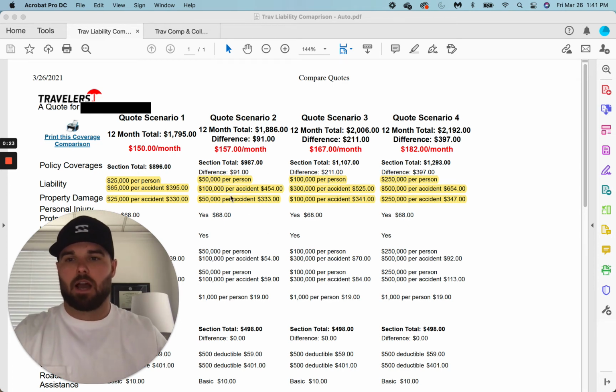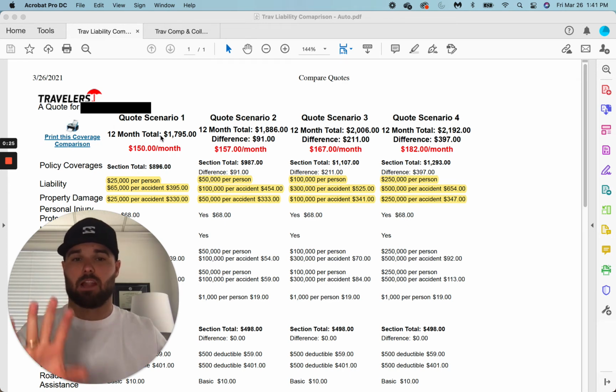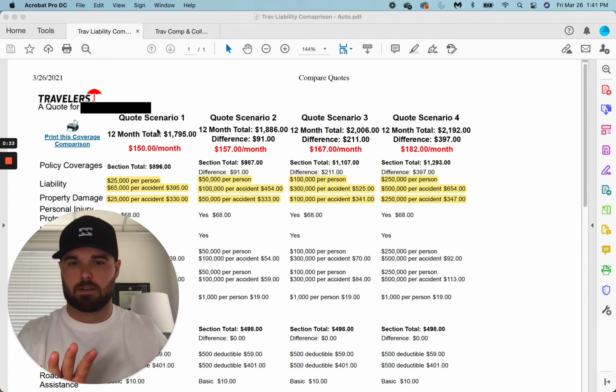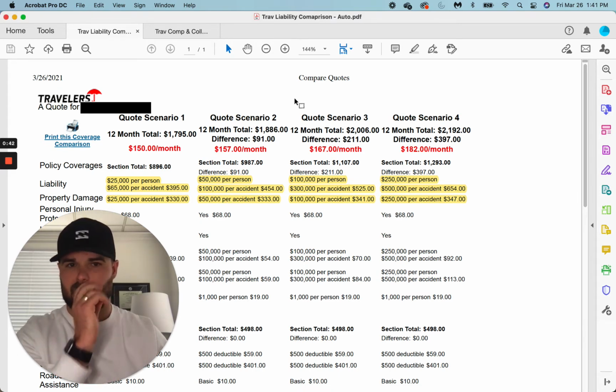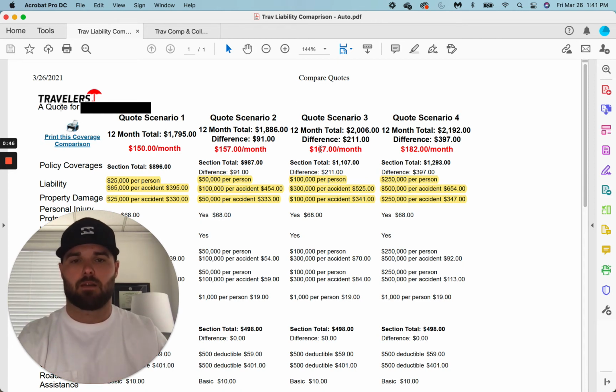So here we have a Travelers quote. Kind of looks like there's a lot of information, but I wanted to show the price difference between different liability limits. So we have four different quote scenarios where the only thing that changes is the limit of liability. This is with Travelers Auto Insurance. Great company. I love working with them. I have a lot of clients with them. Very good pricing, very good coverage.